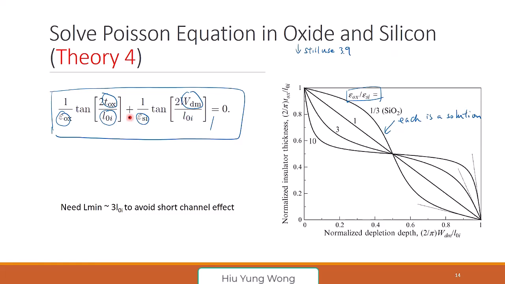For example, if your epsilon ox divided by epsilon silicon is 1/3, which is silicon dioxide on silicon, then you have this curve. This is the solution. It means that if your WD is here, then your T-ox is here. They satisfy this equation. Any questions? Can you hear me? No one wants to answer. Okay, I'm not asking questions, so don't worry.